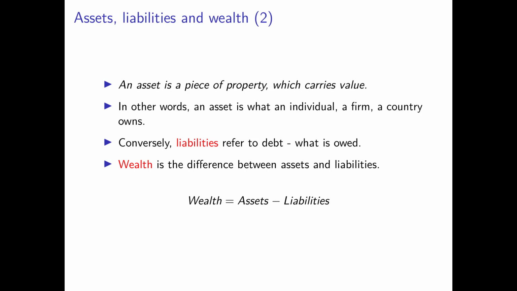Conversely, we also have liabilities, and liabilities refer to debt. So a person's wealth, a company's wealth, an entity's wealth is nothing but the difference between the entity's assets and its liabilities. It is also referred to as your net worth. All the things that you own minus all the things that you owe. That's your wealth.